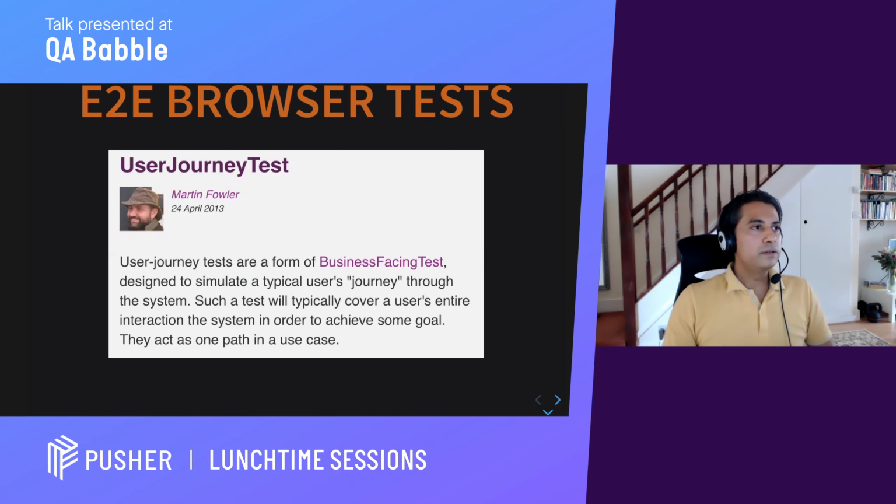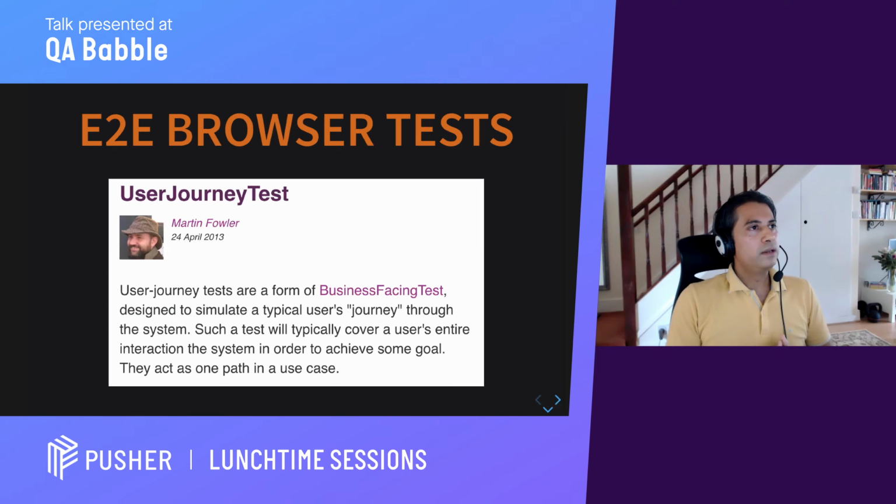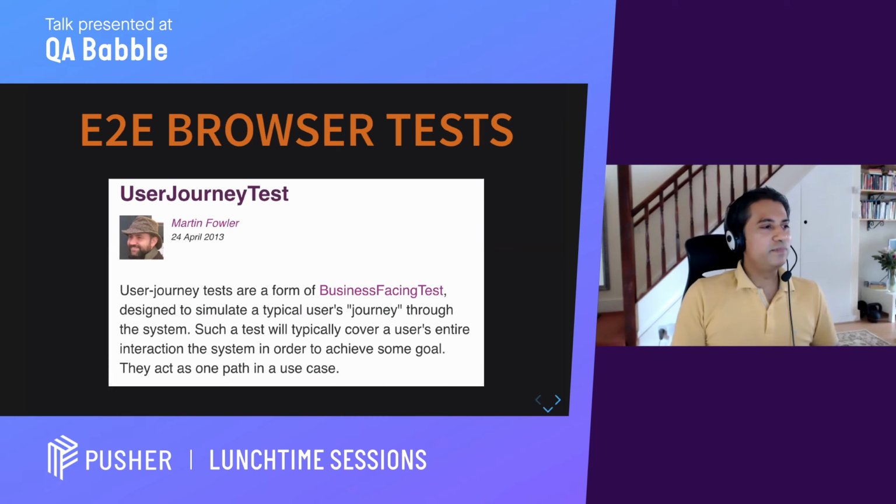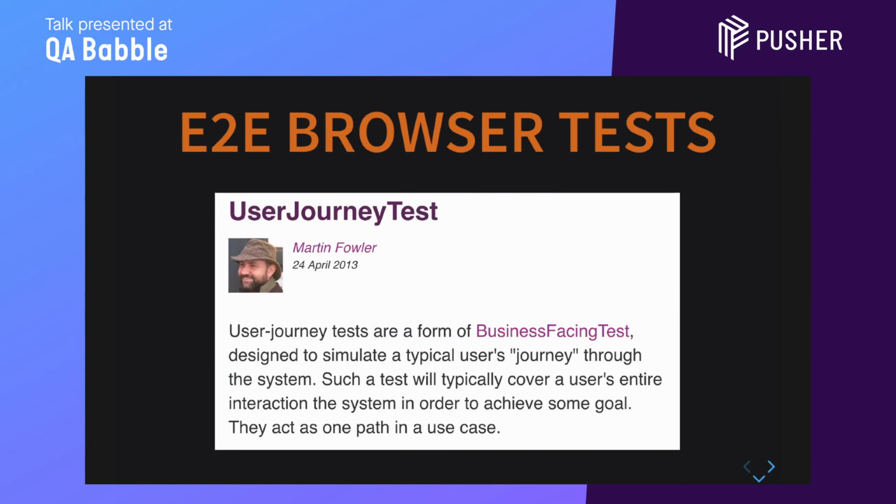So now let's talk about end-to-end browser tests. Martin Fowler has written that user journey tests are a form of business-facing test designed to simulate a typical user's journey through the system. Such a test will typically cover a user's entire interaction in the system in order to achieve some goal. They act as one path in a use case. Now, this use case could be going to, say, eBay, looking for an item, putting it into a basket, checking it out, making the payment. So that's an end-to-end test.